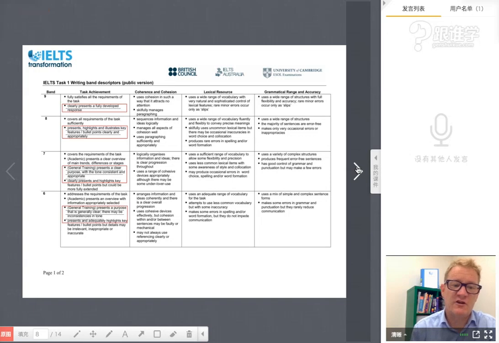And then the tone must be consistent and appropriate. So tone means that if it's a formal letter, that your language is formal. And that if it's informal, your language is more informal, more casual, more friendly.